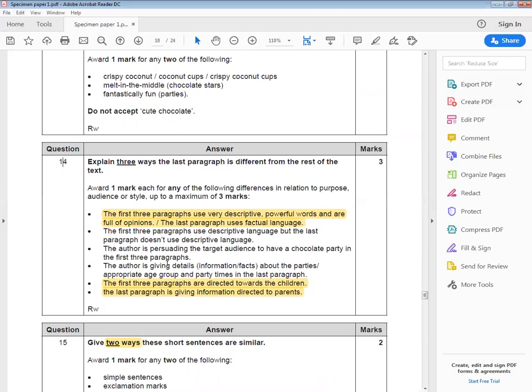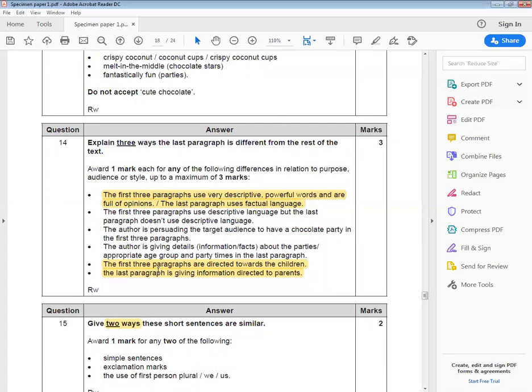There are other answers as well. I'm just picking the easiest ones for you. The first 3 paragraphs are directed towards the children, telling them what they're going to do, the activities, but the last paragraph is directed towards the parents because he's giving information or facts about the party itself.